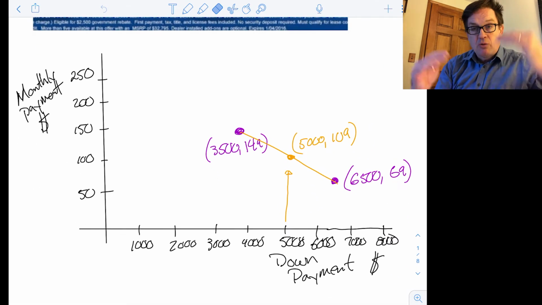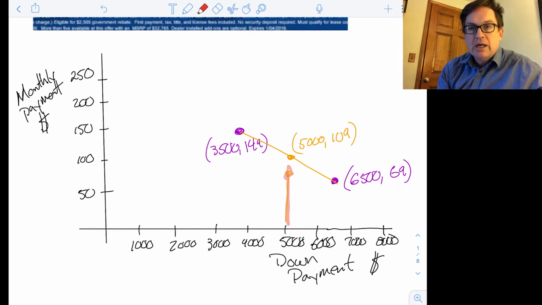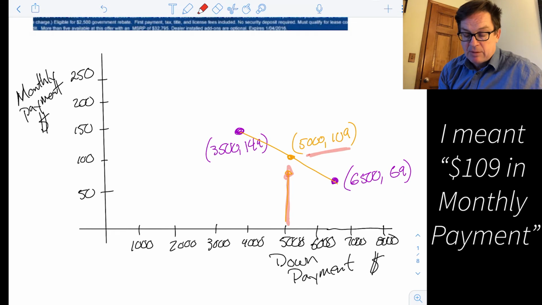Well, if you make a chart of that relationship, the down payment across the x-axis and the monthly payment across the y-axis, you could plot a couple of those points that I have here. So, for instance, say I was going to put 5,000 down, what would be my monthly payment in that case? Well, you could eyeball it and estimate that 5,000 is halfway between 3,500 and 6,500. And if that's a linear relationship, then your monthly payment would be halfway between 149 and 69, which would be $109.